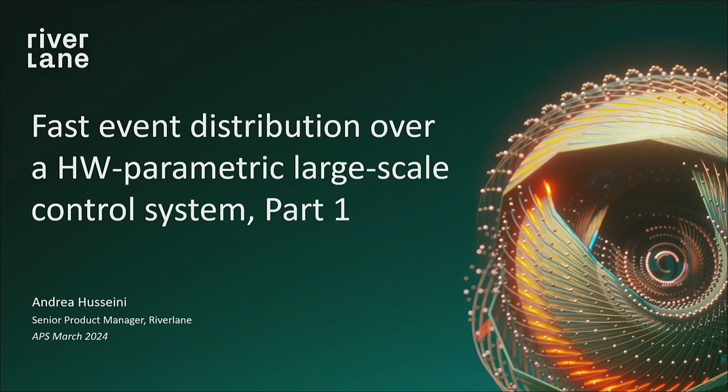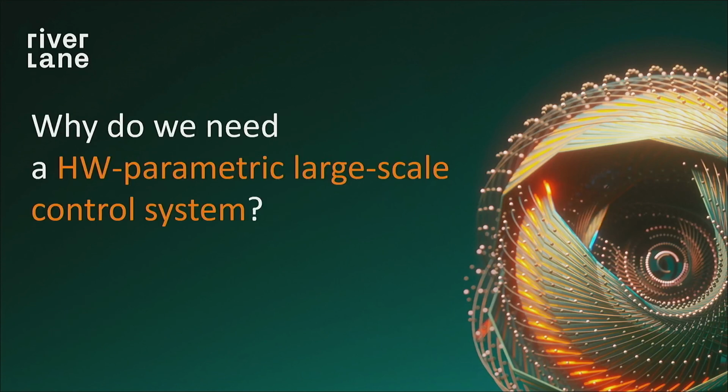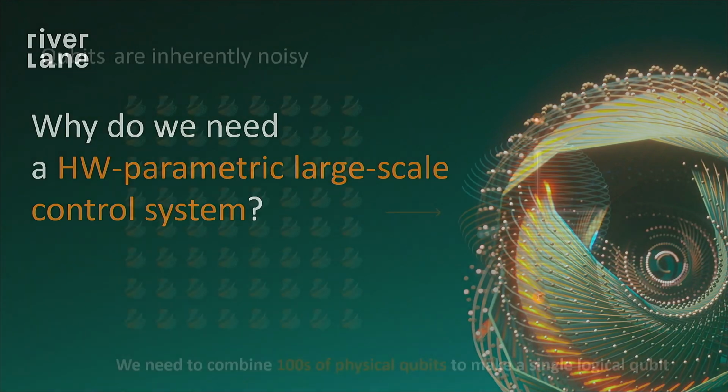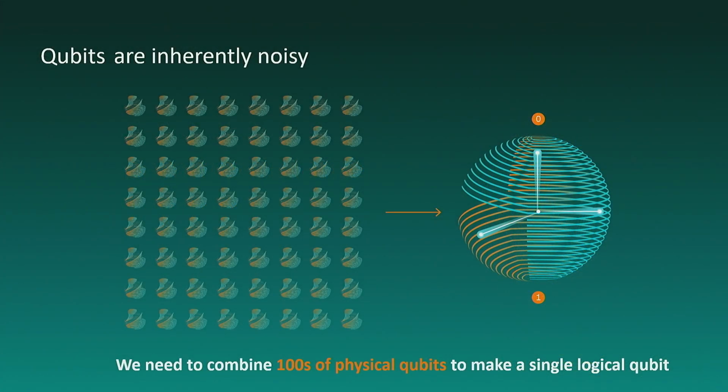So I will start by explaining this entire large title of the talk, breaking it down into the pieces and understanding the motivations of all of these elements. So why do we actually even need a hardware parametric large-scale control system, which is a real mouthful? When we look at qubits, qubits are inherently noisy, which means that we need to combine huge amounts of physical qubits in order to make logical qubits to then perform logical operations and scale towards useful quantum computing. That really informs this large-scale part of the system that we need to build.